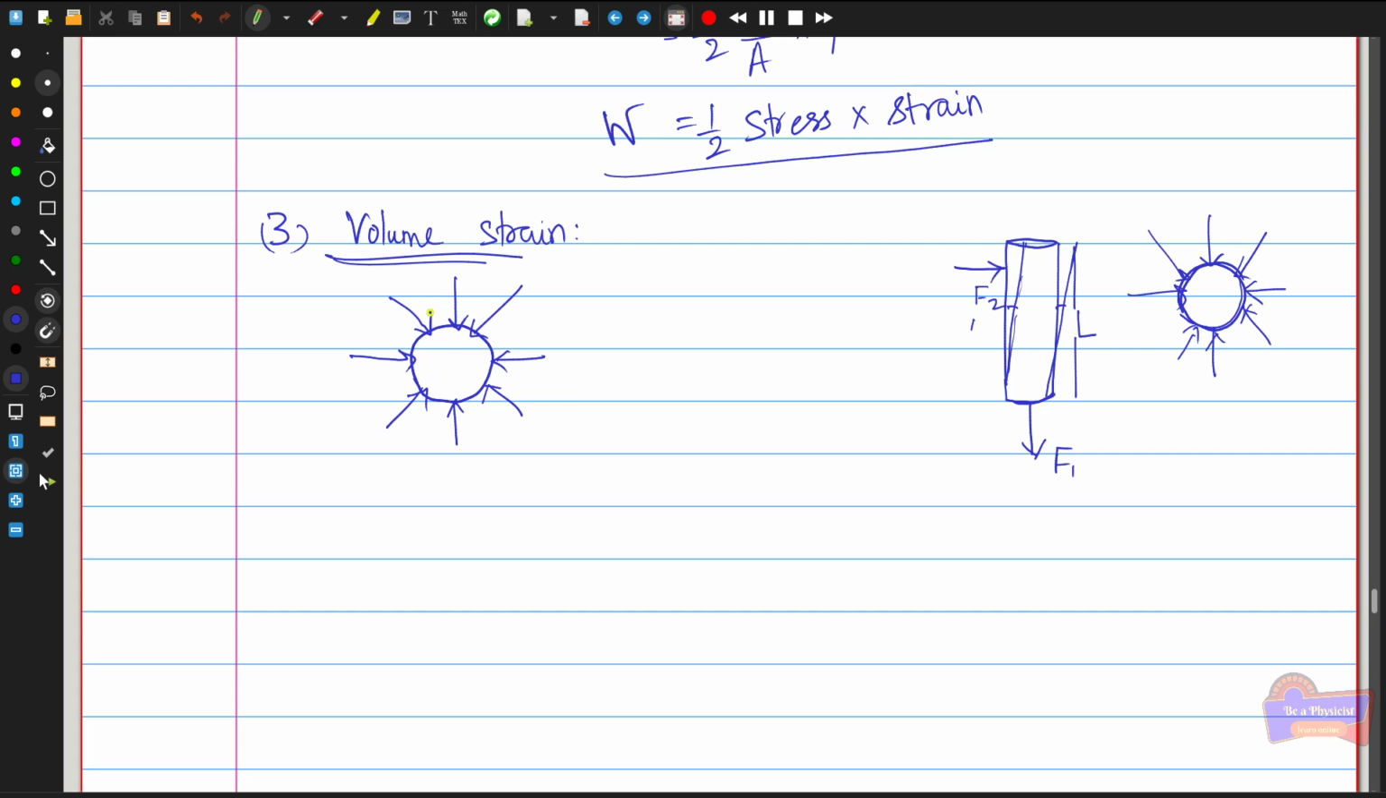In this case, we are not applying a single force, but different equal forces on all the sides of the cylinder or body, which we can take as a pressure. This pressure is taken as P, and it is uniform over the whole body. Suppose V is the volume of the body.